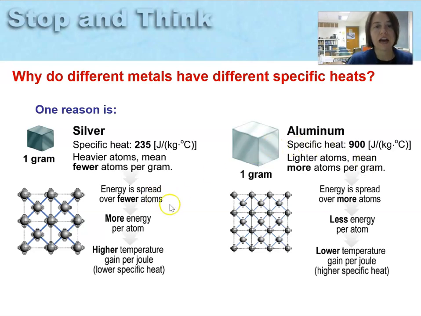So if you have heavy atoms, then you're going to have fewer atoms in each gram, and since you have fewer atoms, the energy is spread over fewer of them, which means each atom has more energy, so there's going to be a higher temperature change per amount of energy you put in. And then the opposite would be true for aluminum. You have more atoms, so the energy is more evenly spread out, and there's less energy per atom, so you're going to have a lower temperature gained for each amount of energy you put in.